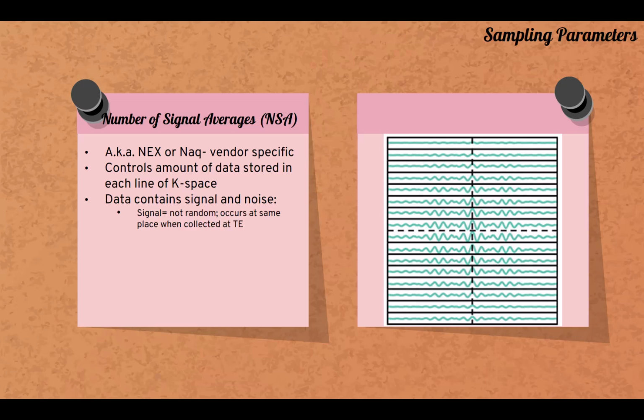Signal is not random when it's collected and stored in K-space. It occurs at the same place when collected at TE, or echo time. Noise is random. It's going to occur at a different position in K-space each time the data is stored. So increasing your NSA does not mean signal to noise will increase directly proportional, because noise is random. So SNR will increase in relationship to the square root of NSA.